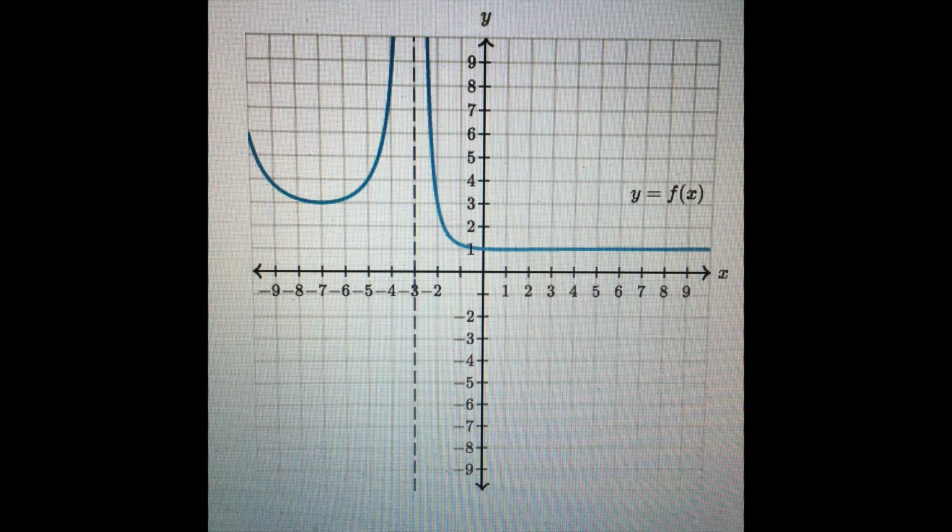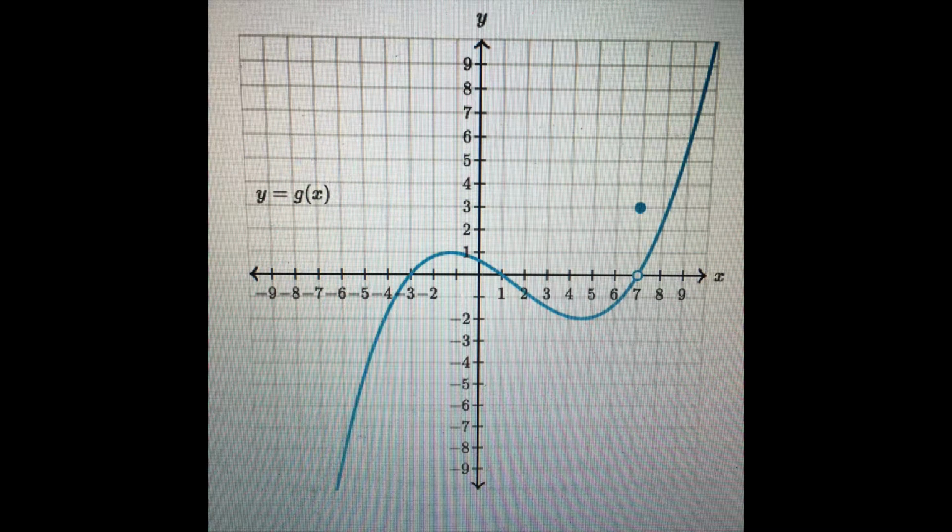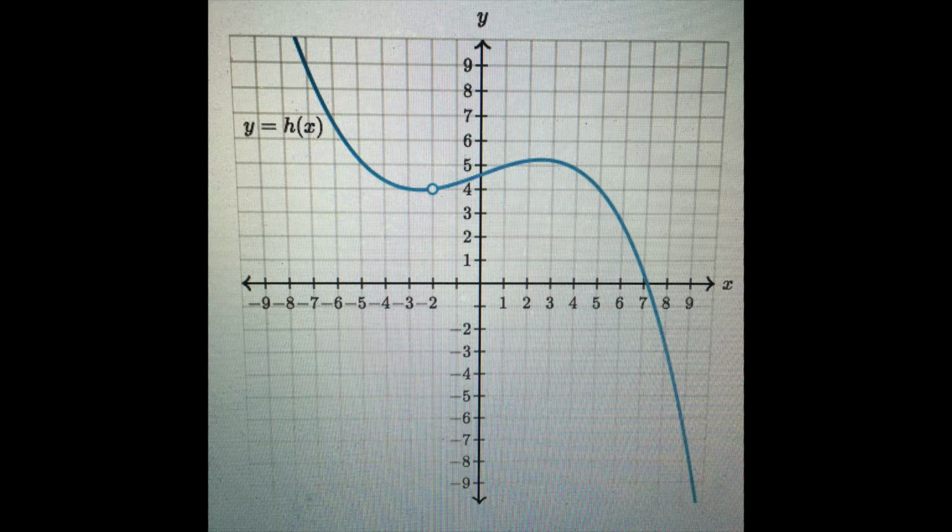Now for the graph shown, what would the limit be at x equals -3? Since both sides are approaching infinity, the limit would be infinity. Now for our second example, what about as x approaches 7? Well, since both the left and the right are approaching 0, the limit is going to be 0. And you could ignore the point at 7, 3. Try one more here, solve for h of x as x approaches -2. And yes, the limit is going to be 4.